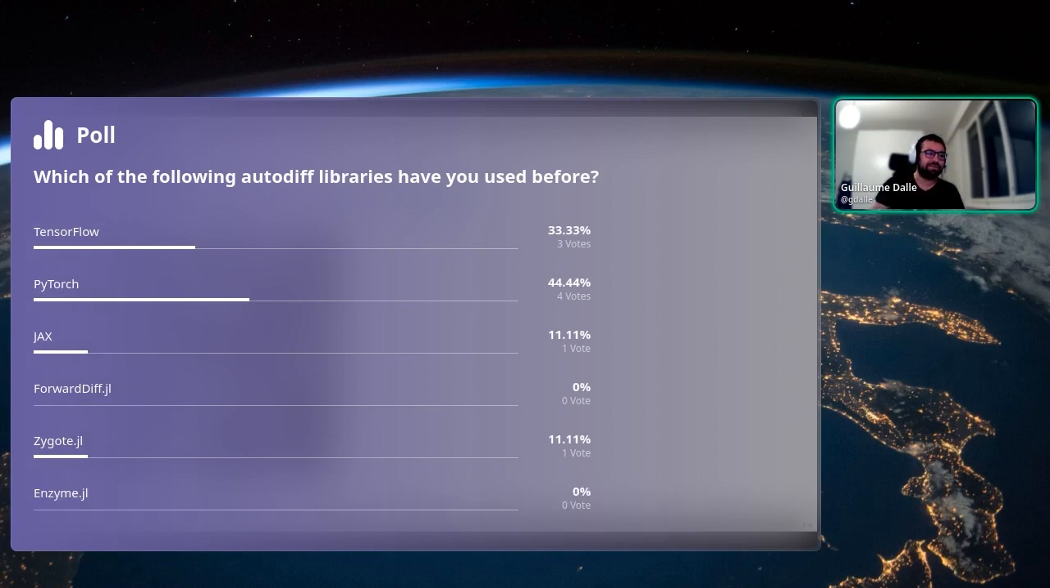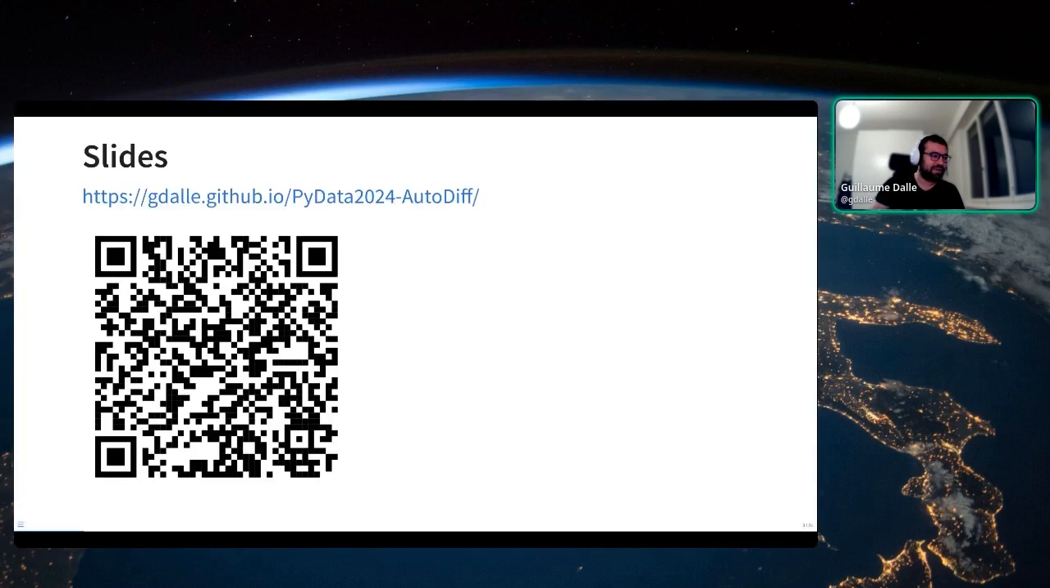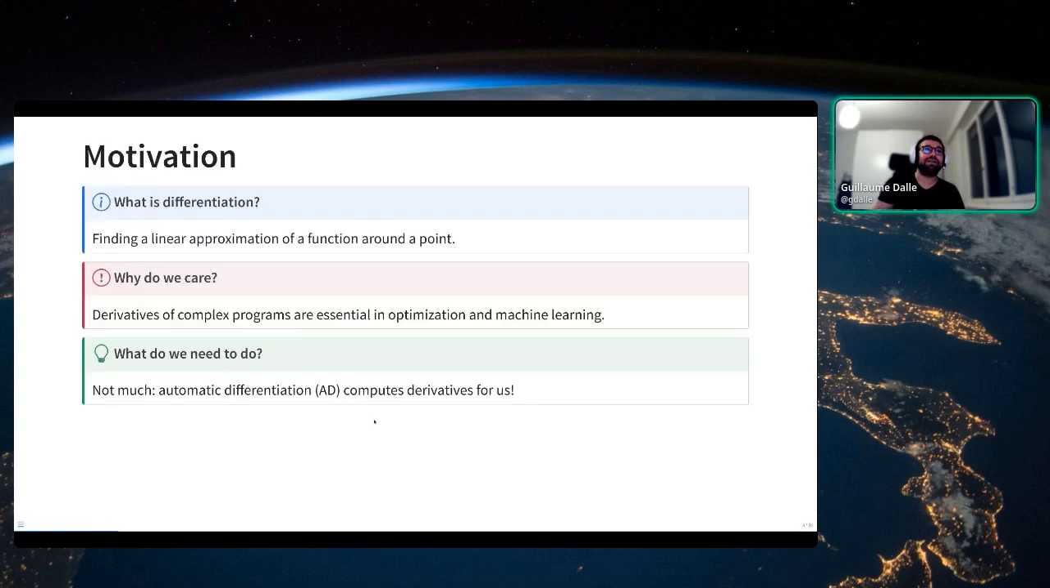All right, so let's go back to the slides. And first, a little bit of motivation. What is differentiation? If you remember your math classes from undergrad, it's just about finding a linear approximation of a function around a point. And why do we even care about this? Because we use these derivatives in optimization and in machine learning.